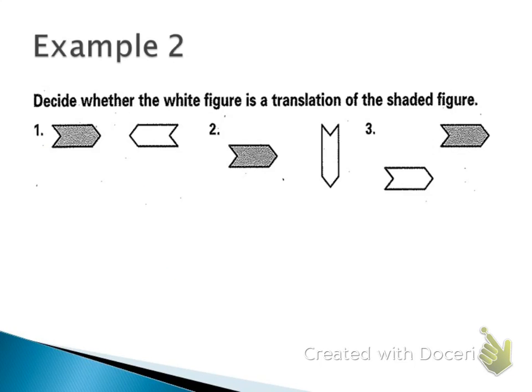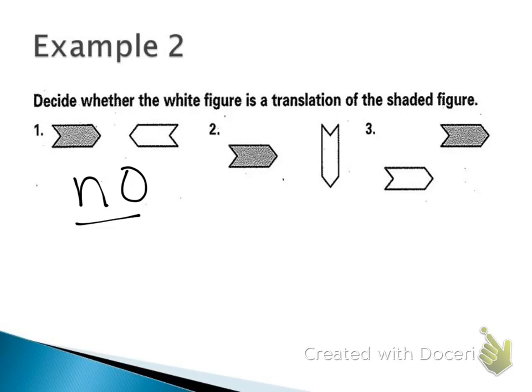So again, our directions are telling us to basically just decide if a translation is what happened here. So it says the white figure is a translation of the shaded figure. So start with the shaded figure, do some sliding around, you end up with the white figure. Is that true for number 1? Yes. No, it was rotating. Yeah, it looks like they flipped it. But it's white. So how is it not? So if you start with this and you slide it over, the arrow would be pointing to the right, right? But it's pointing to the left. So they did some sort of flipping. So this one's a no.